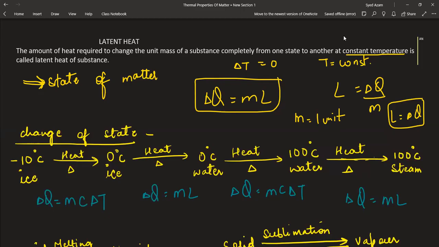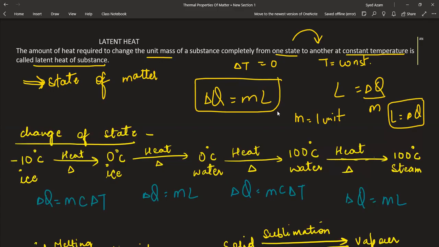Like the general formula for specific heat capacity is delta Q is equal to mc delta T, but you have different types of specific heat capacities. So here also L will be different. The amount of heat required to change the unit mass of a substance completely from one state of matter to another at a constant temperature is called the latent heat of the substance. Here delta T is not there. The entire concept of delta T has vanished.